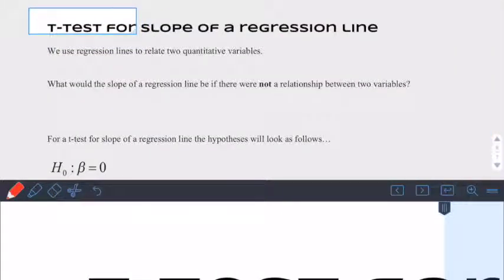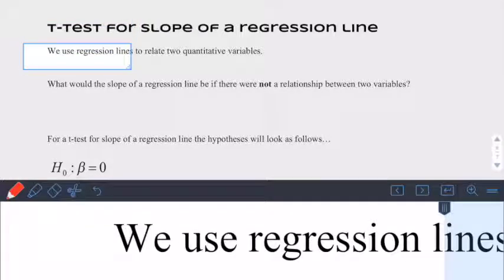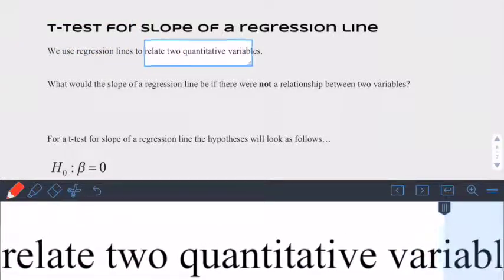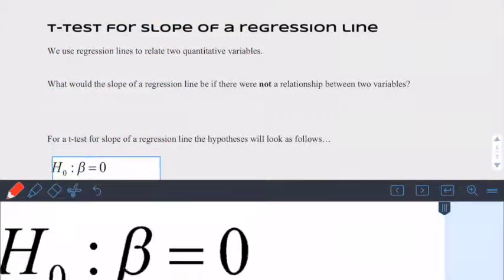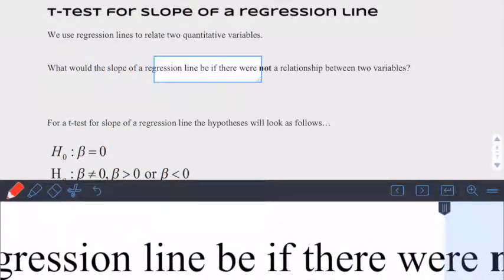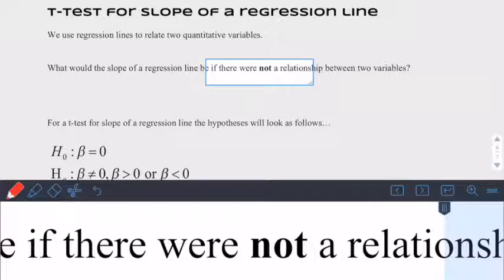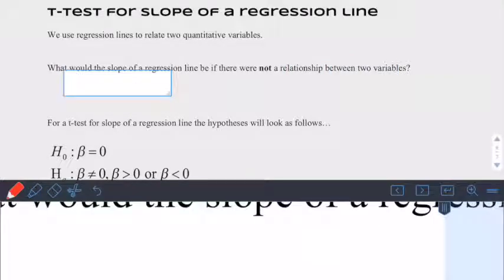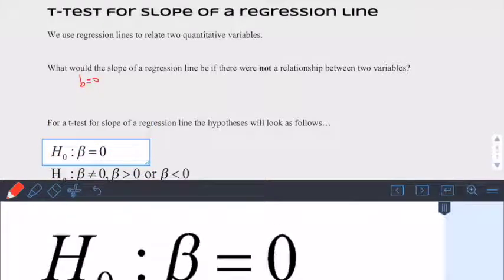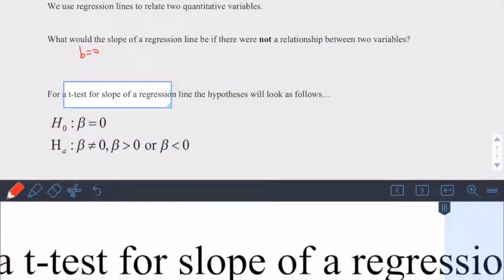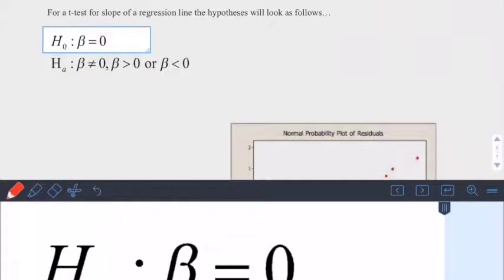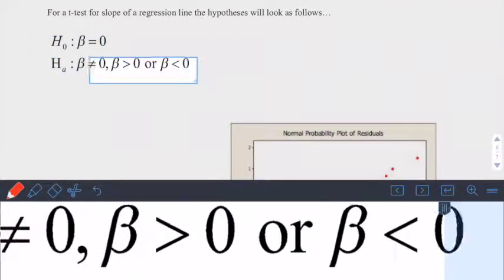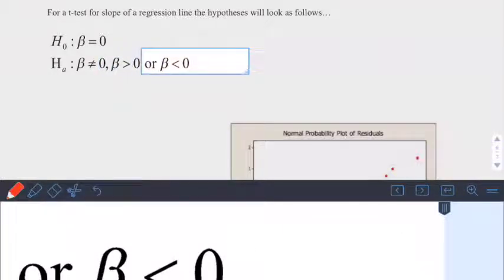So now we're going to run a t-test for the slope of a regression line, a test, not an interval. We use regression lines to relate two quantitative variables, right? We've been talking about that. What would the slope of a regression line be if there were not a relationship between the two variables? Well, if there was no relationship, the slope would be 0, or beta would be 0. So for a t-test for slope, we look for beta equals 0 or the alternatives, not equal to 0, greater than 0, or less than 0.